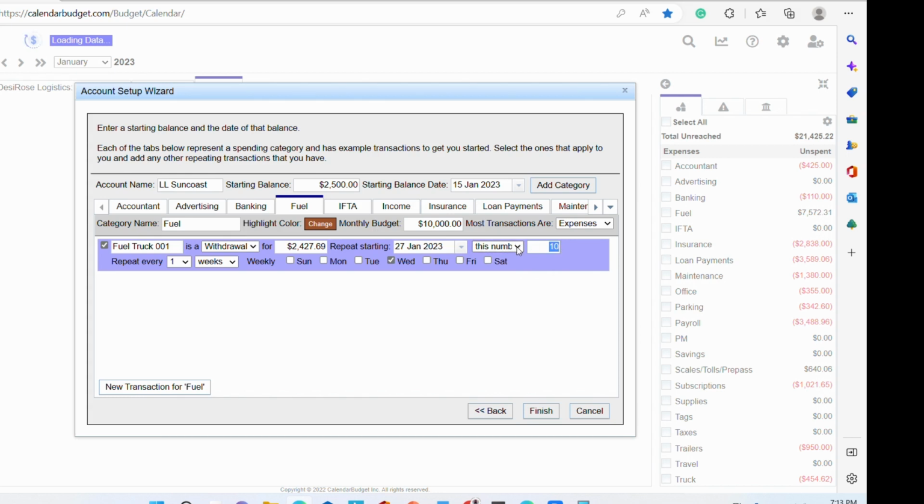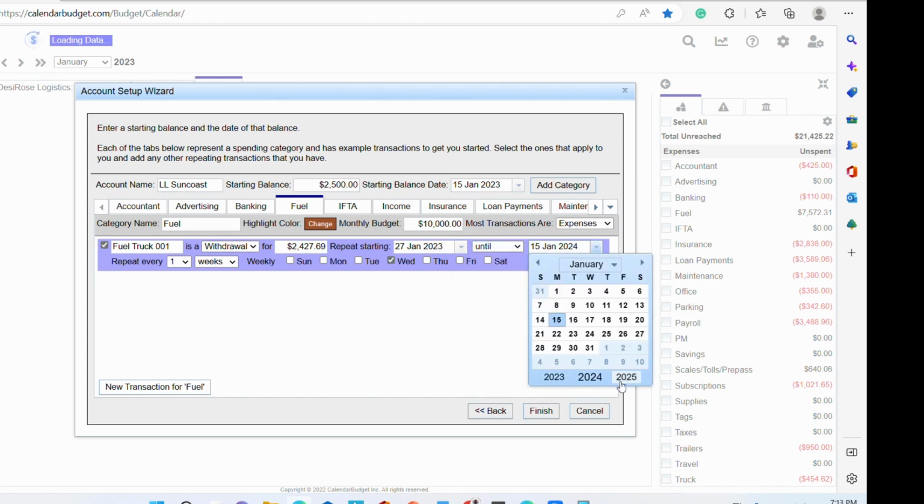Remember, that's going to be per week. So 52 weeks in a year. The calendar, I believe, goes out at least 10 years. So that's the max you can do. Or you can put until we reach a certain dollar amount. For this one, it won't really make sense. That's better for loans. So I'm just going to simply click out as far as the calendar will let me go.